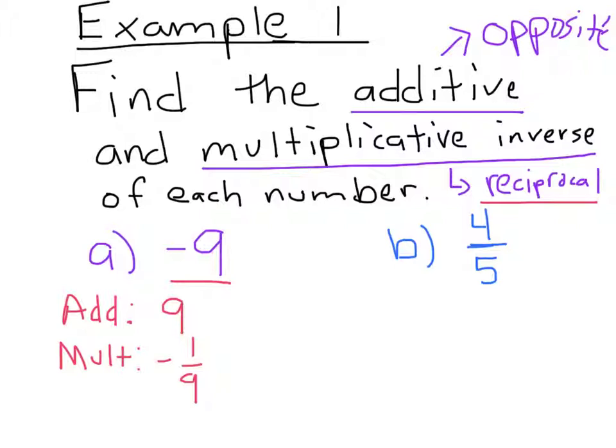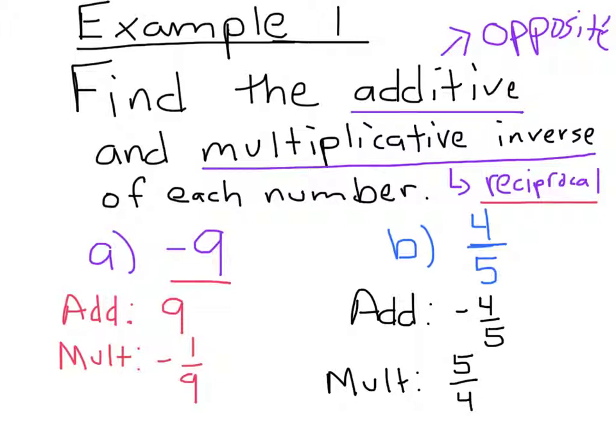In letter B, we want to do the same thing. So once again, I know that the additive inverse is just going to be the opposite. So the opposite of a positive 4/5 is a negative 4/5. And then the multiplicative inverse is just the reciprocal. So I'm going to abbreviate that there. The reciprocal, all I need to do is flip that fraction around, flip the numerator and denominator, and I get 5/4.